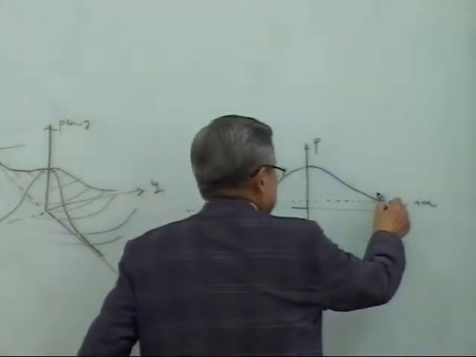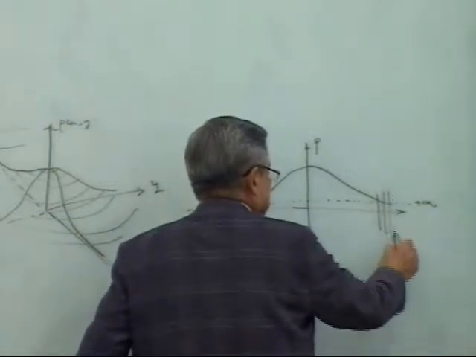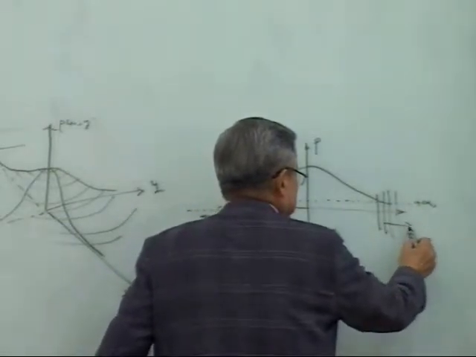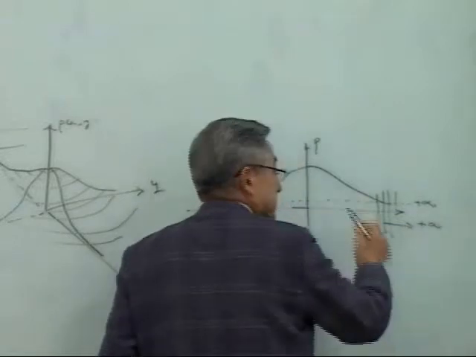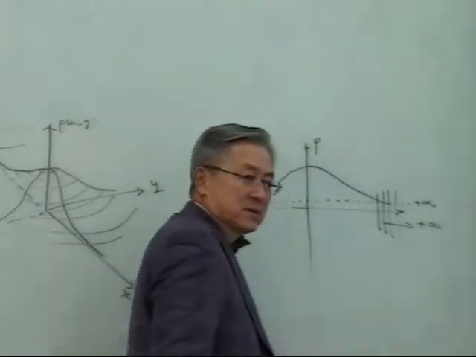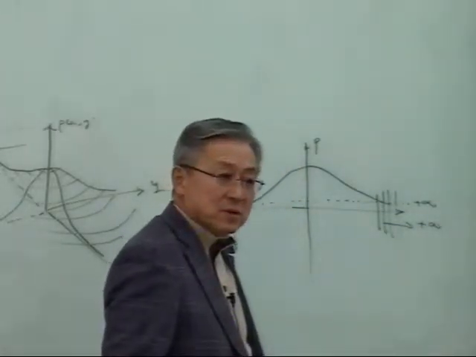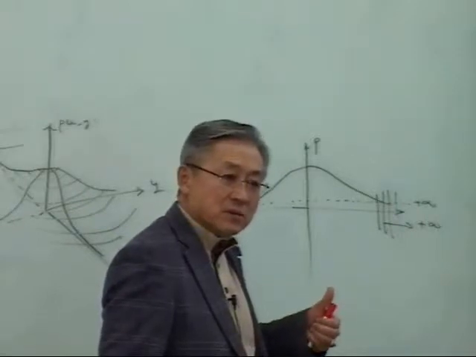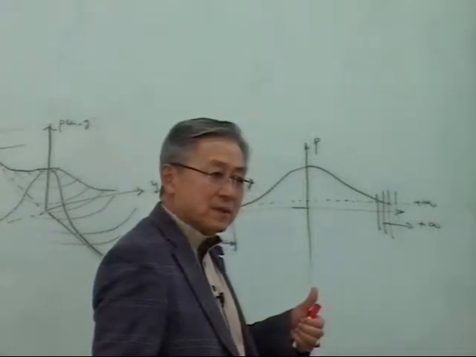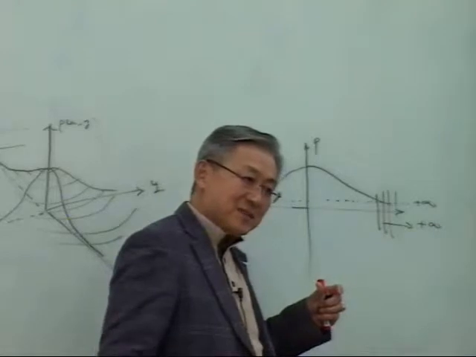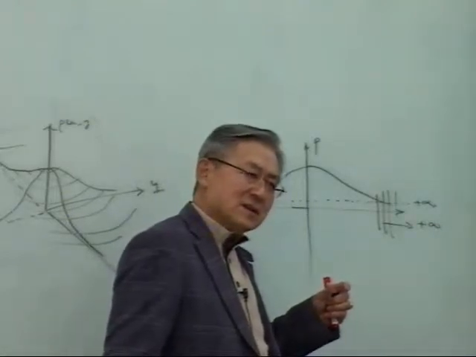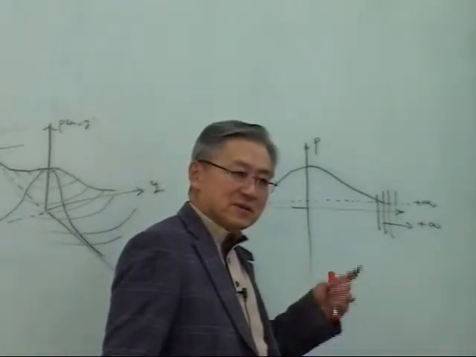So if this threshold approaches plus infinity, what's the total area? The total area approaches 1, right? As I look at your eyes, I can't believe that.